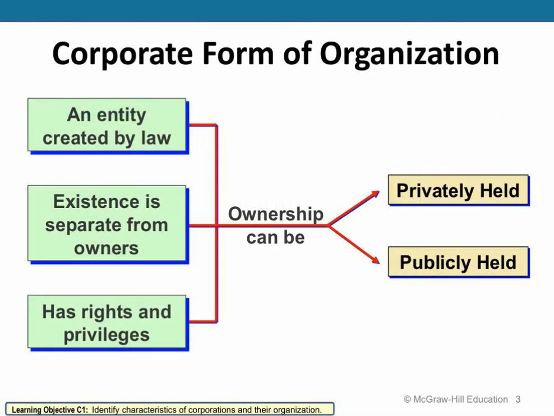Now the corporate form of the organization is going to essentially act as its own person. So it's going to be an entity created by law. It's going to exist separate from the ownership structure. And it's going to have its own rights and privileges associated with it. So this entity can go out and contract with either other entities or other persons on its own.